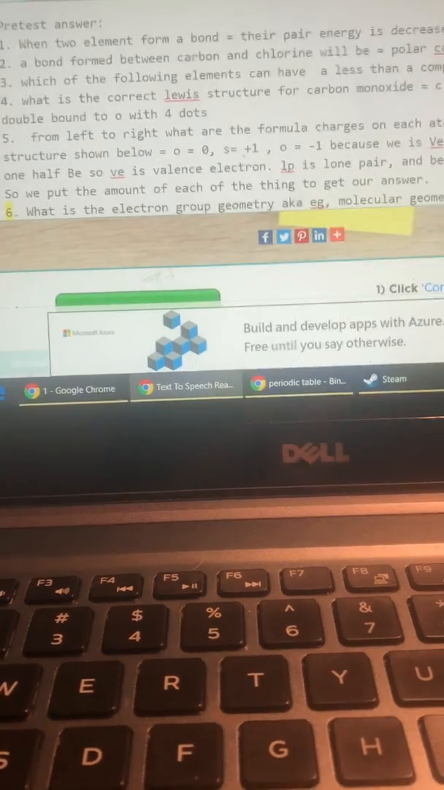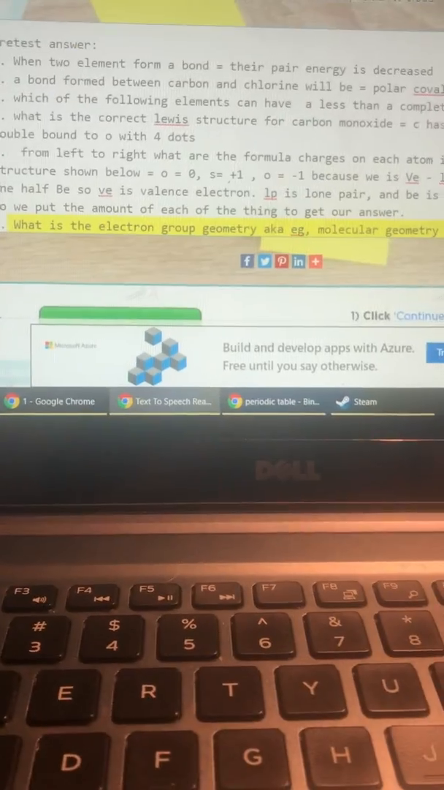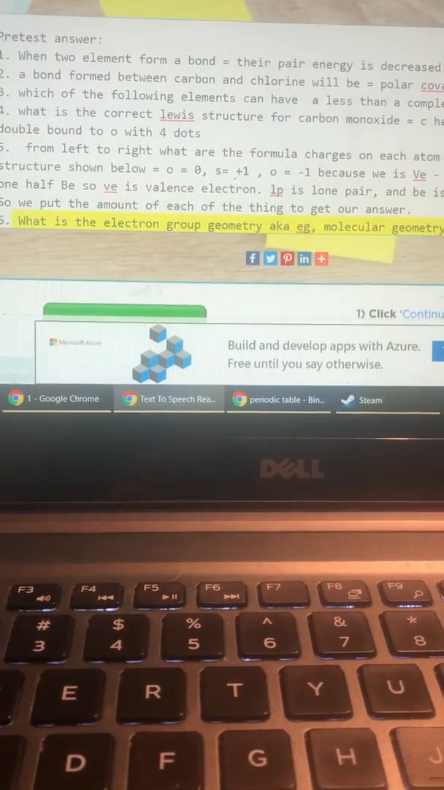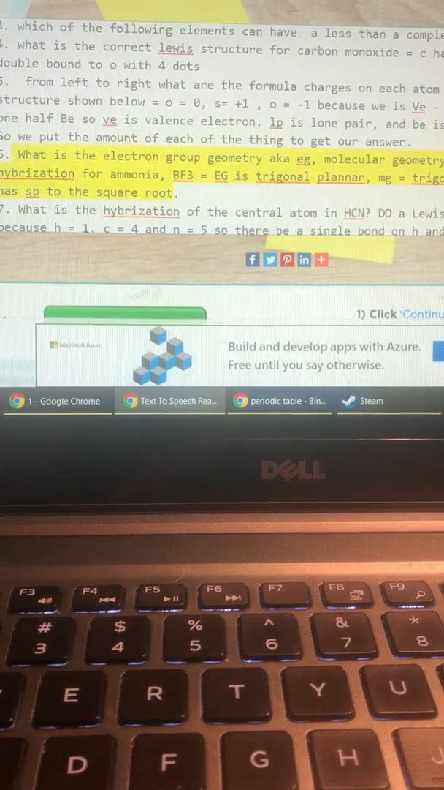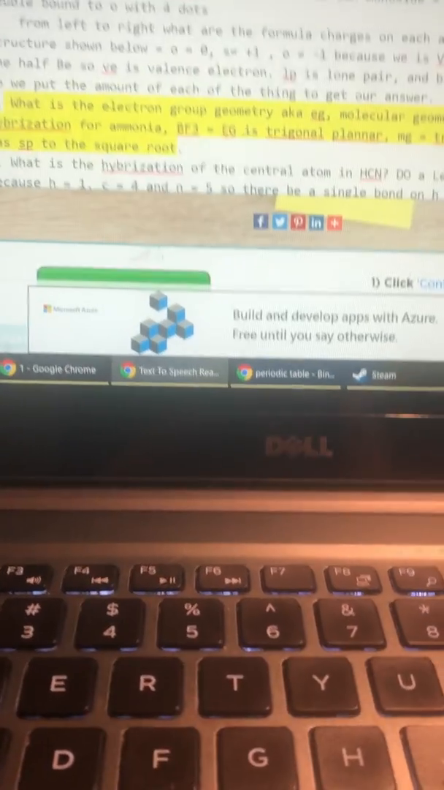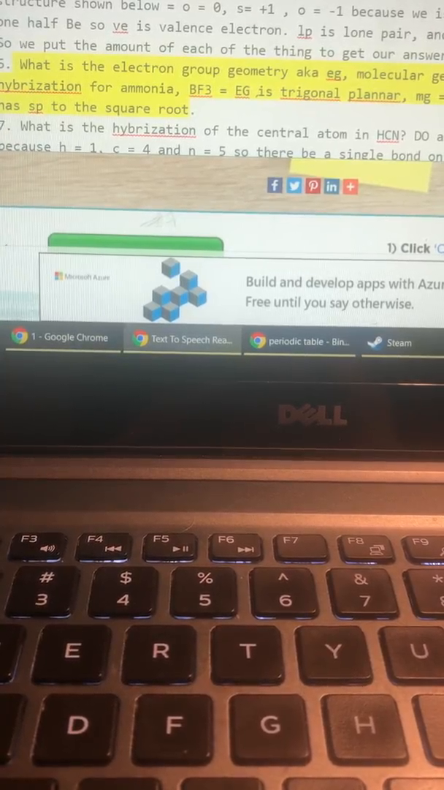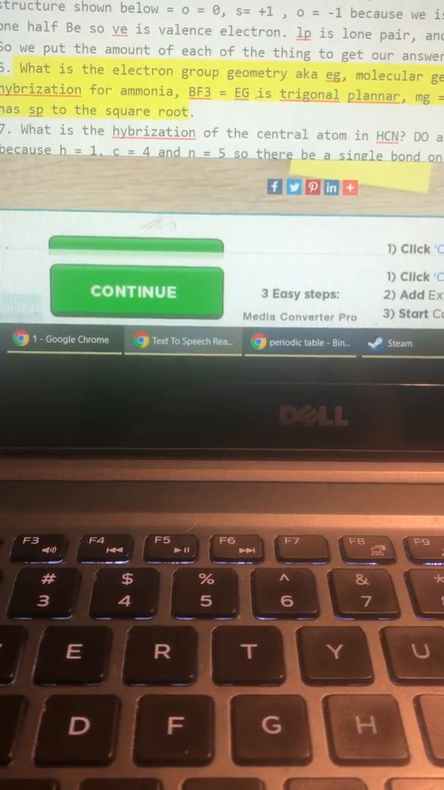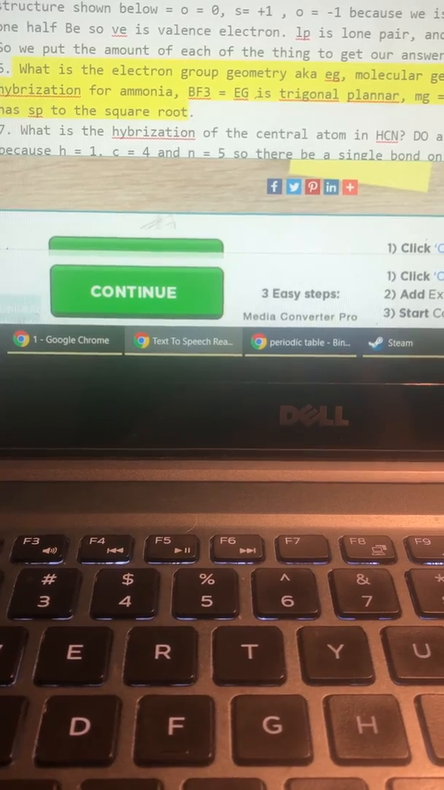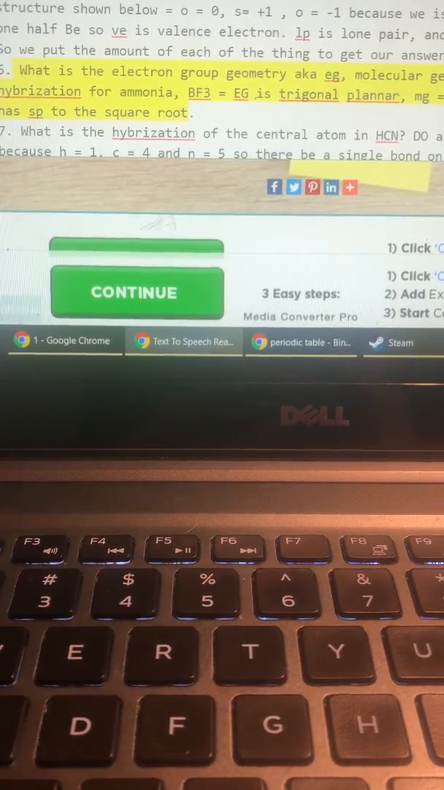6. What is the electron group geometry, aka EG, molecular geometry, aka MG, and hybridization for ammonia? BF3: EG is trigonal planar, MG is trigonal planar, and it has sp2.